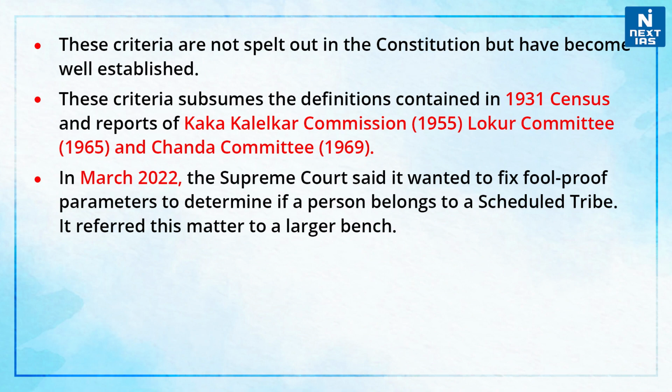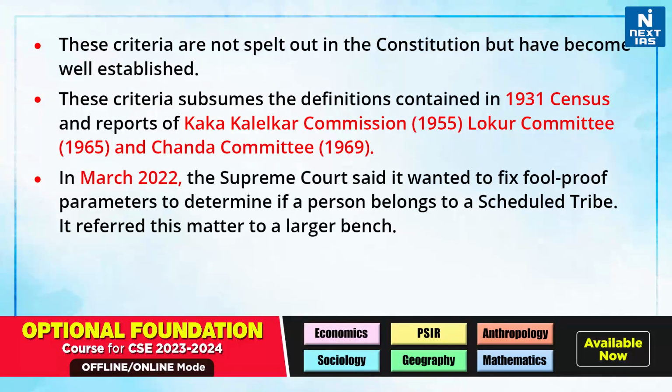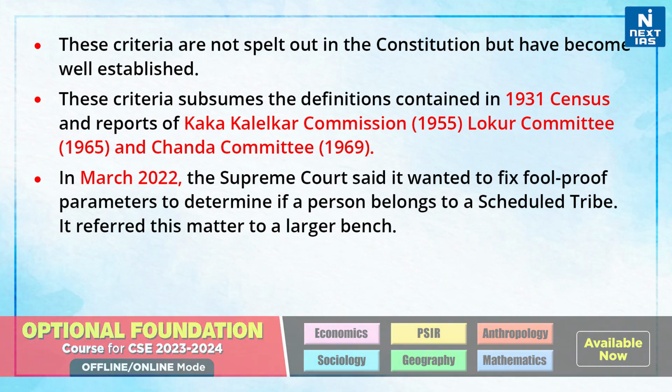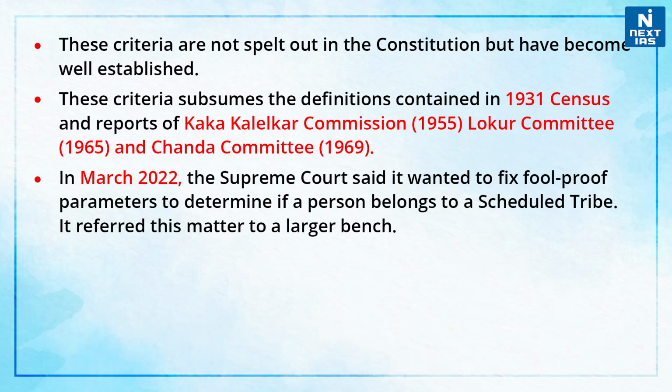In March 2022, the Supreme Court said it wanted to fix foolproof parameters to determine if a person belongs to a Scheduled Tribe. It referred this matter to a larger bench.